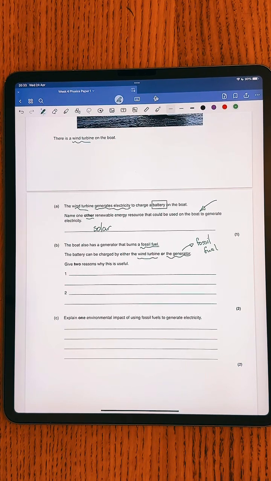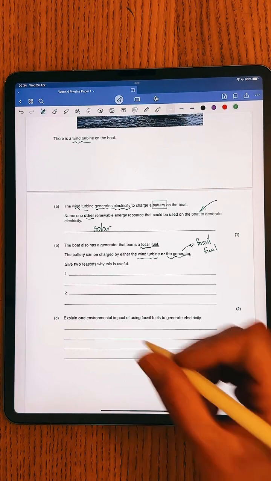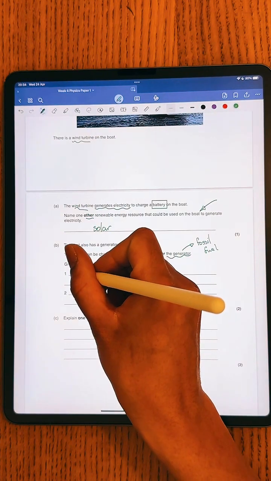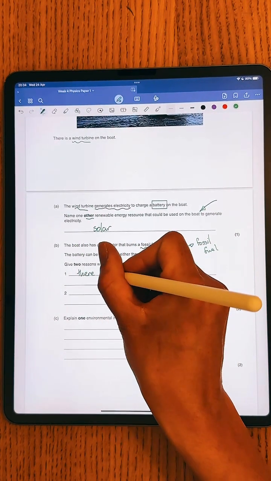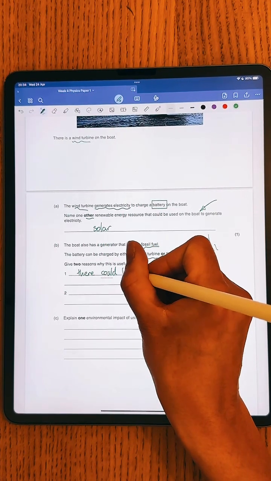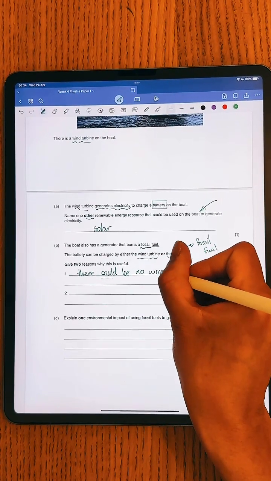Let's see what people are saying. Because wind energy can be unreliable. Yes, that's true, but you've got to be a bit more specific. You can't just say unreliable. What could happen? Why is it unreliable? Because it's not always windy. Exactly. The wind can vary. The power of the wind can vary. It does basically mean it's unreliable, but we just need to be a bit more specific there. There could be no wind, or you could say there could be less wind on some days.